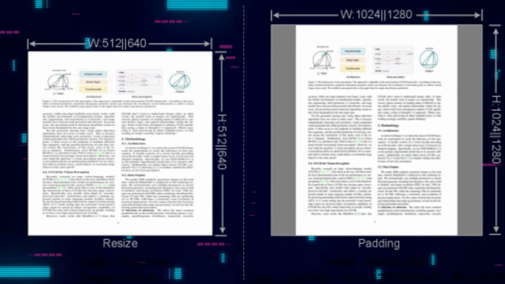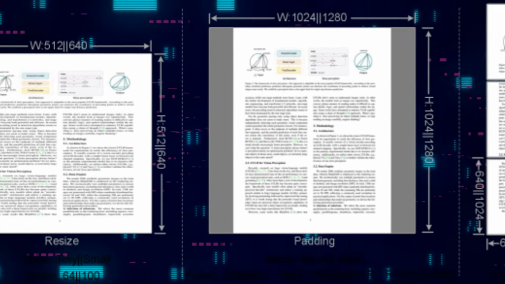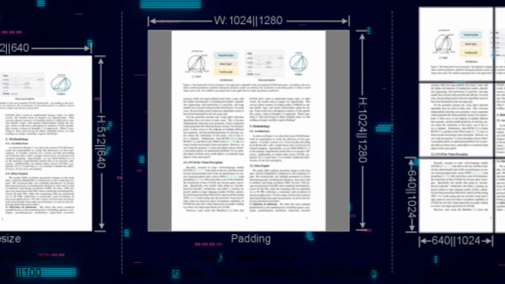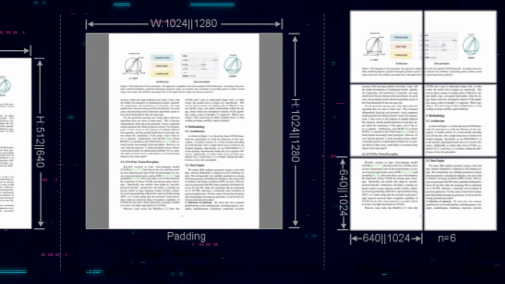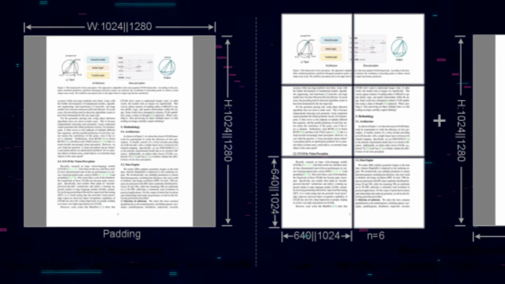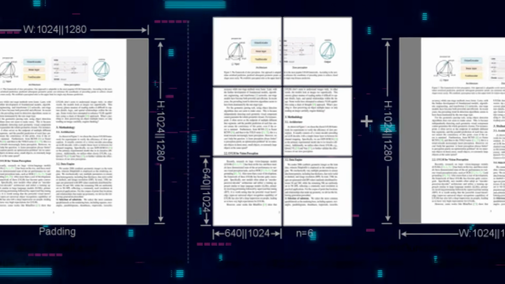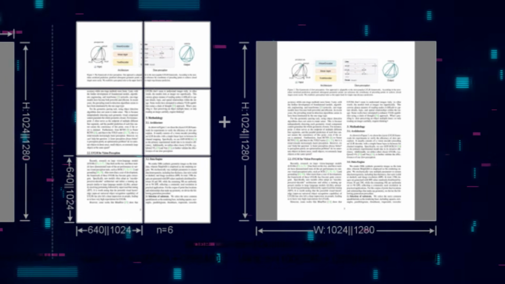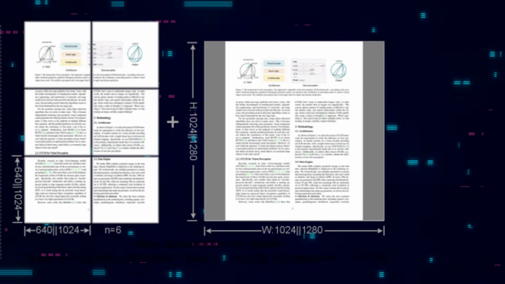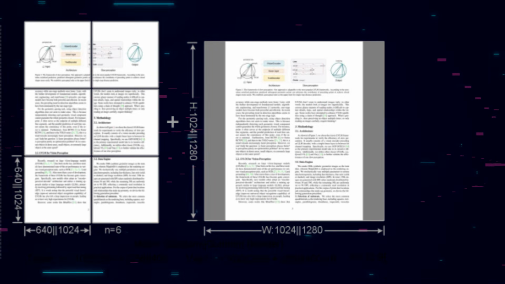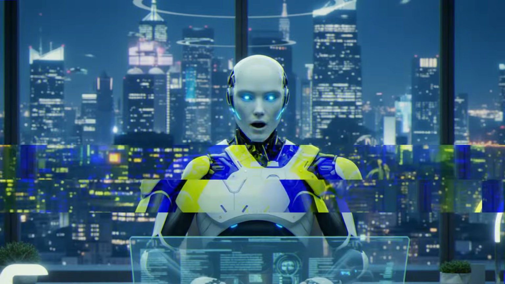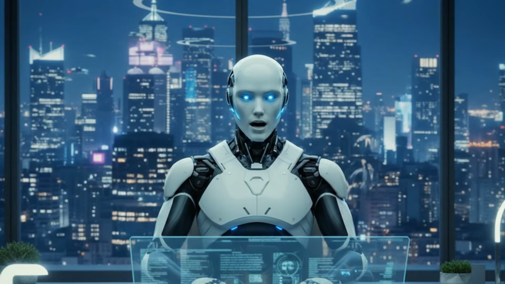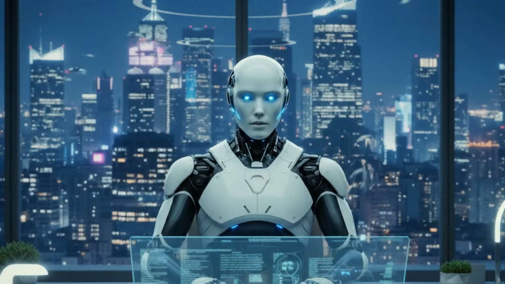They built the model to support multiple resolution modes simultaneously. You've got tiny mode at 512 by 512, giving you 64 tokens. Small mode at 640 by 640, giving you 100 tokens. Base mode at 1024 by 1024, giving you 256 tokens. Large mode at 1280 by 1280, giving you 400 tokens, and Gundam mode with dynamic tiling for ultra-high resolution. This lets you dial in exactly how much compression you want versus accuracy you need. Testing a simple document? Use 64 tokens. Need high precision? Scale up to 400 or use dynamic tiling.